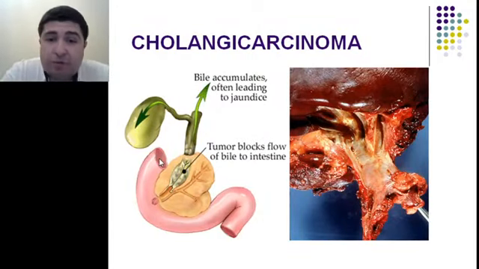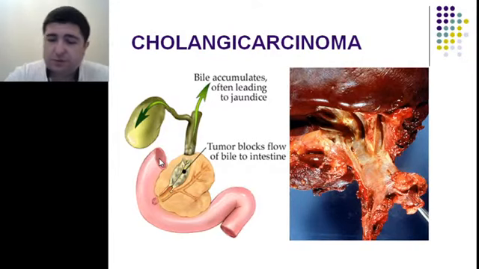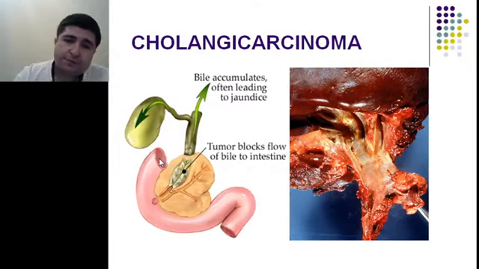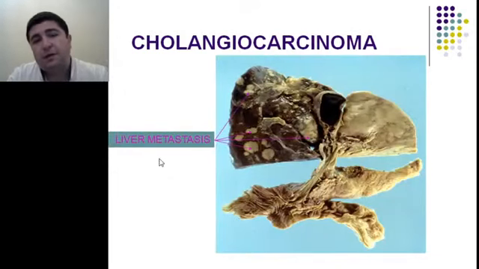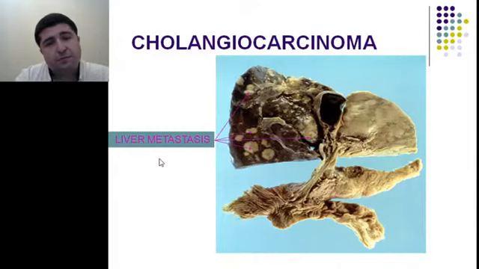Here you can see cholangiocarcinoma. Bile accumulates, often leading to jaundice. The tumor blocks the flow of bile into the intestine. Cholangiocarcinoma sometimes also can be a cause of mechanical jaundice. Here you can see removed cholangiocarcinoma after operation. Microview.